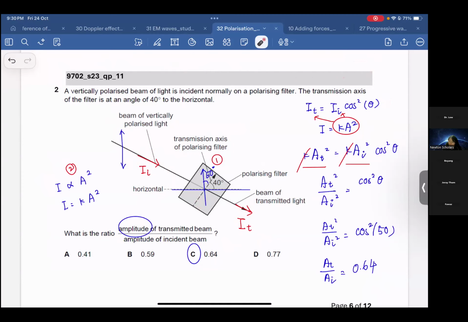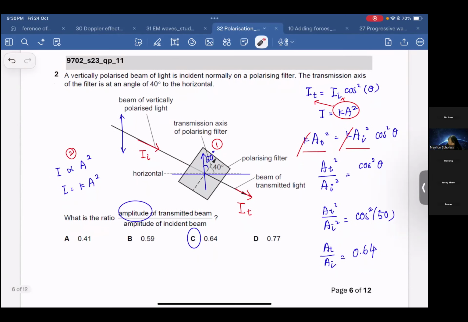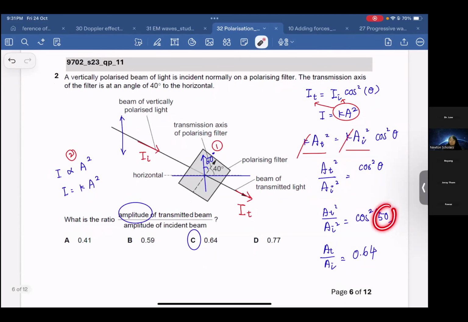Okay, then after that, I need to get amplitude. So I have to apply this inside the intensity. So I put K A_T square because this is transmission, K A_I square because this is incidence. K and K can cancel out, because K divided by K is 1. So the rest is just moved here and there. A_T square divided by A_I square equals cos square delta, where theta here is actually 50 degrees.